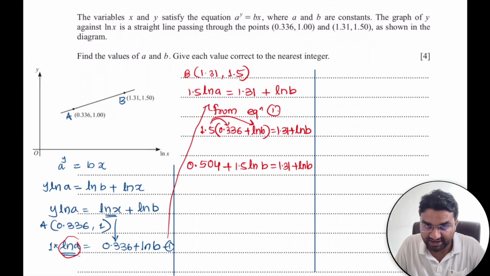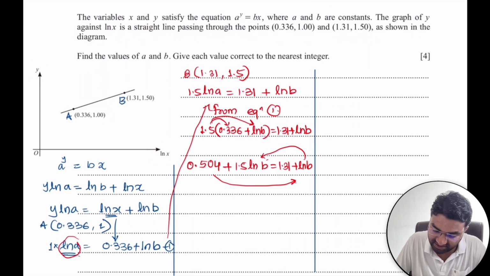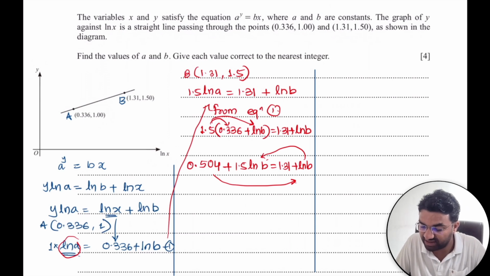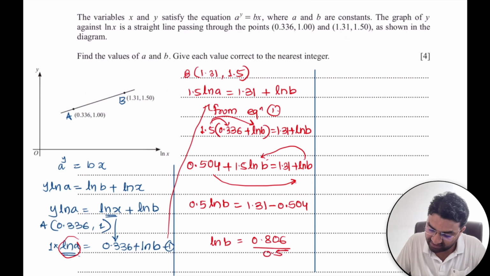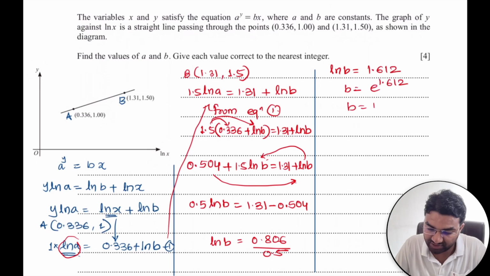Okay, now you can take this ln b to the left and 0.504 to the right hand side. So 1.5 ln b - 1 ln b = 0.5 ln b = 1.31 - 0.504. So we will get here 0.806, then divide by 0.5. So ln b is equal to 1.612. We will get b = 5.013. This is the b value we will get.